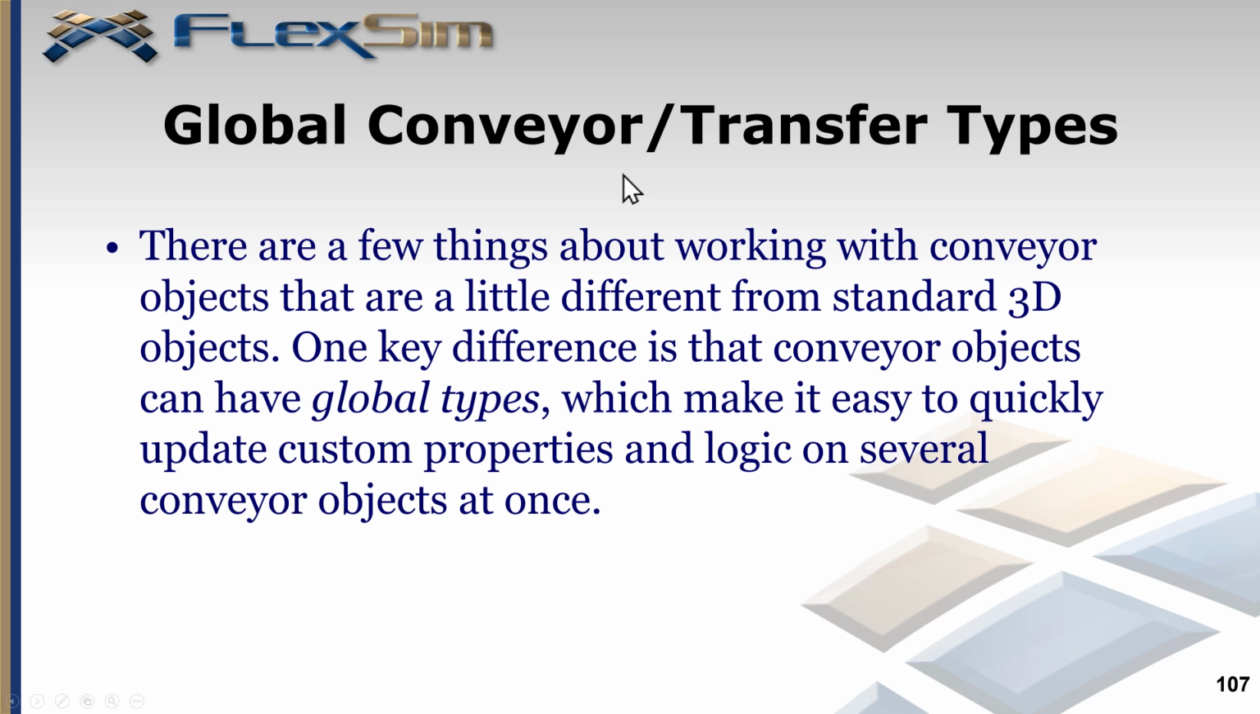To unassign a global type from a particular conveyor object and edit only that specific object's properties, you change the type setting to custom. That will break the connection to a global type and allow you to edit just the settings of the local object.